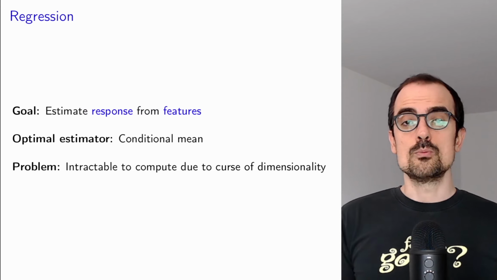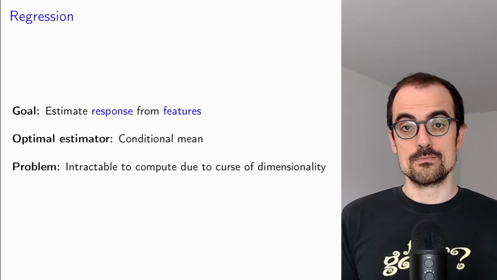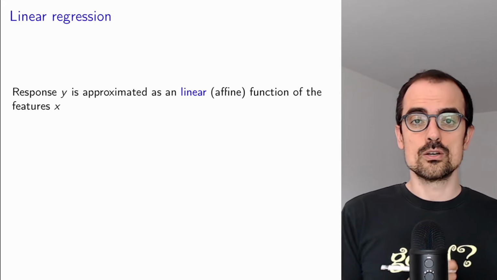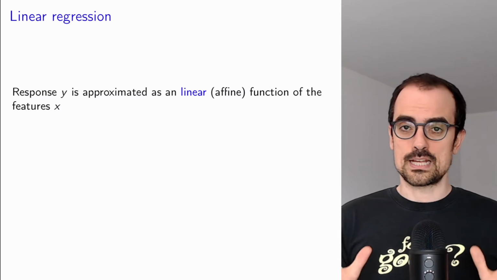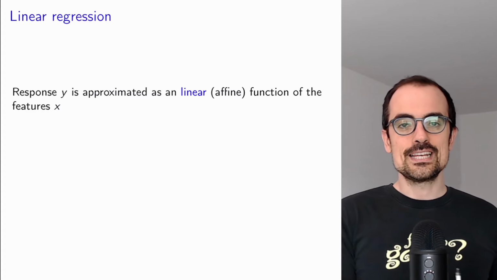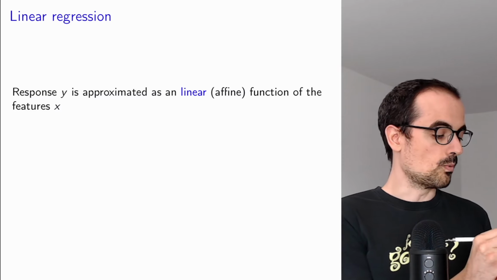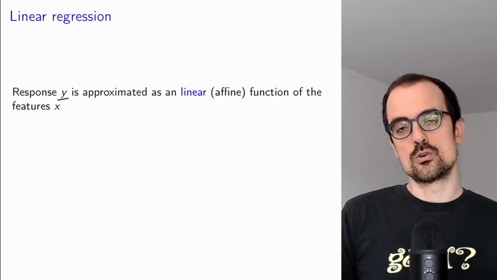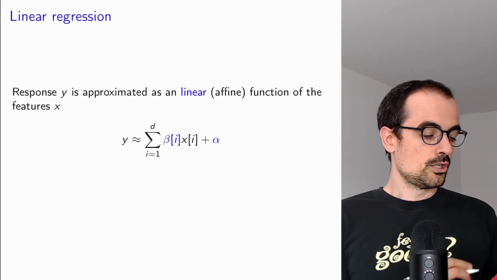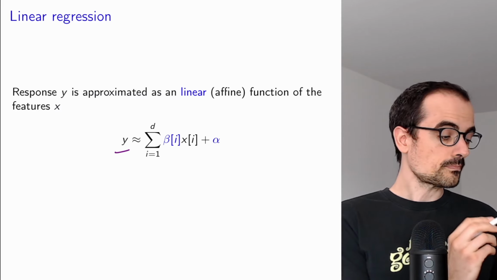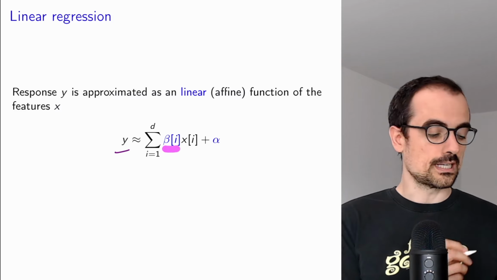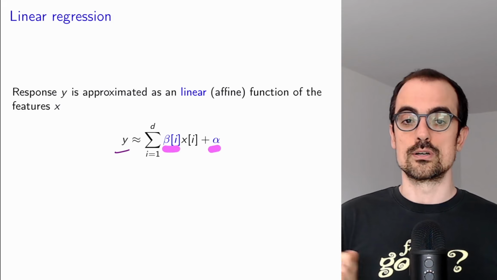Because of that, we need to make assumptions when building regression models. And a very popular assumption is linearity. We have several videos where we talk about linear regression models. These models can be super useful, but today we're going to see that they also have some limitations. In a linear regression model, the response, which we denote by y, is approximated as a linear, or rather an affine function, because we have additive constants, of the features x. So we're approximating y as a linear combination of the features governed by these linear coefficients that we learn from the data and this additive constant that we also learn from the data.